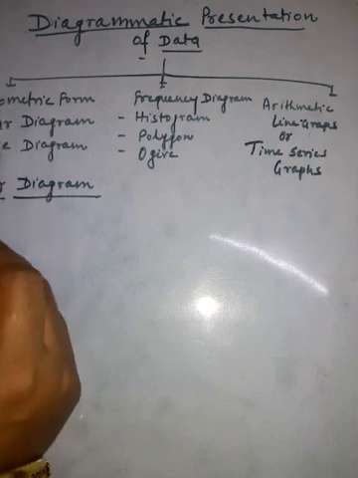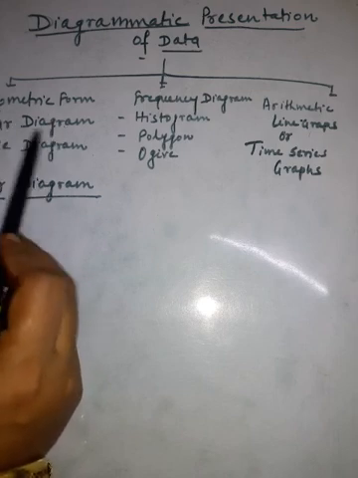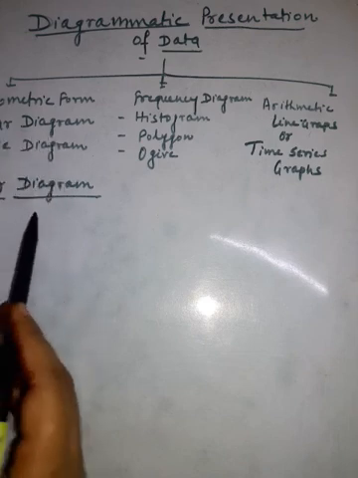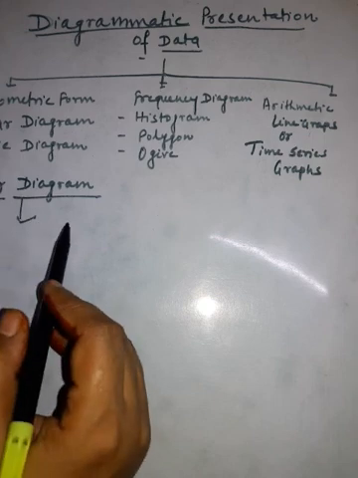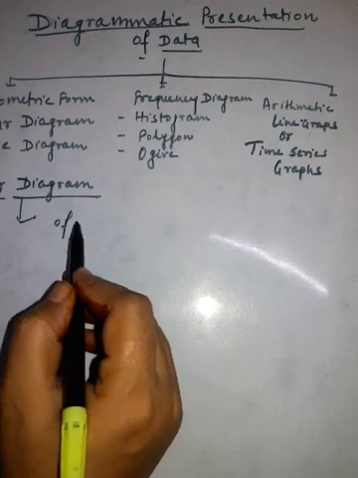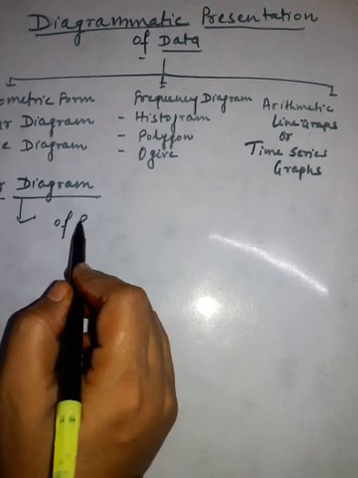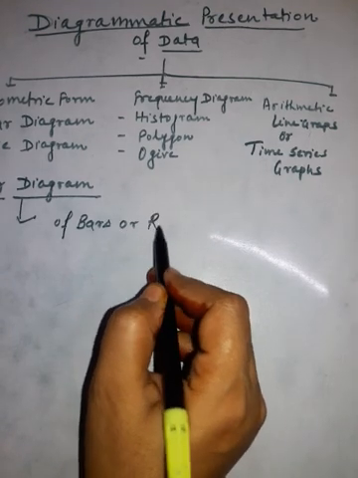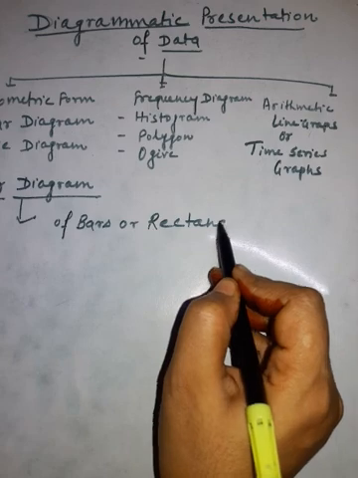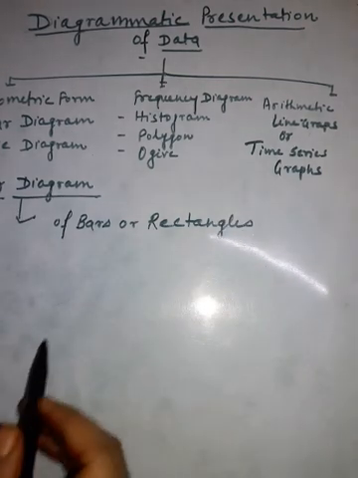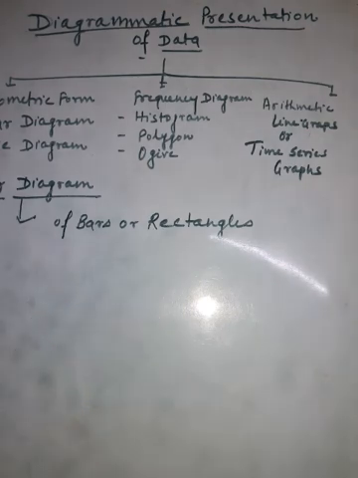In geometric form, data can be presented in the form of bar diagram or pie diagram. So first I will discuss bar diagram. What is bar diagram? Bar diagram is a diagram in which data are presented in the form of bars. What are bars? Rectangles, and bar is also called columns. Now types of bar depend upon the data.